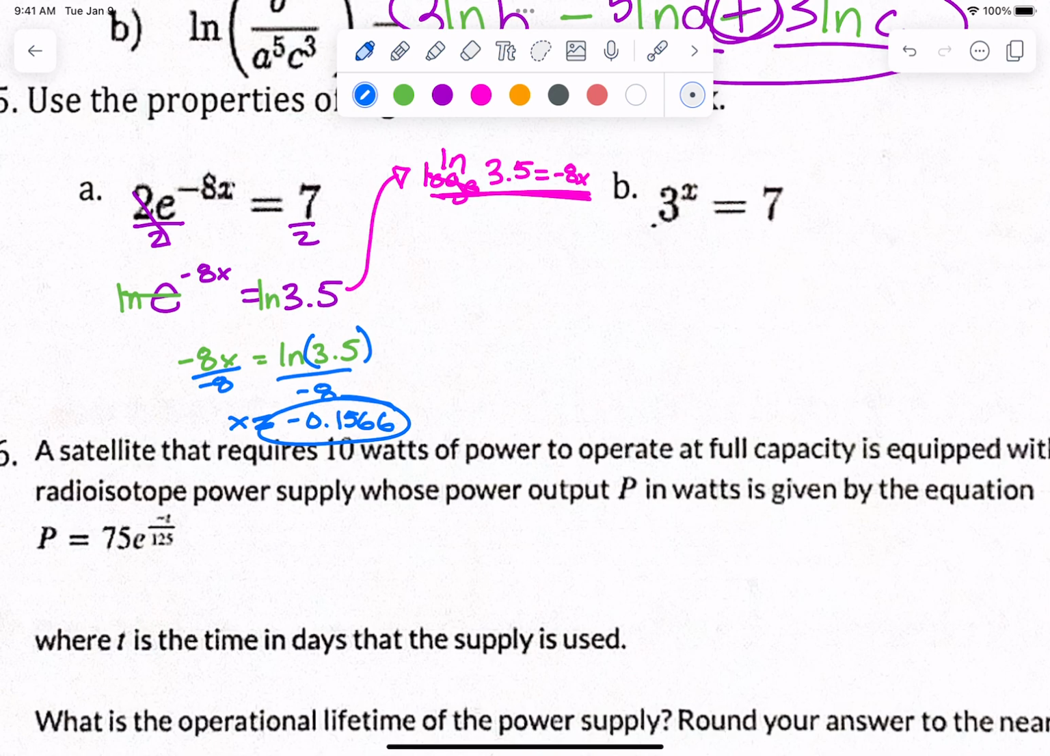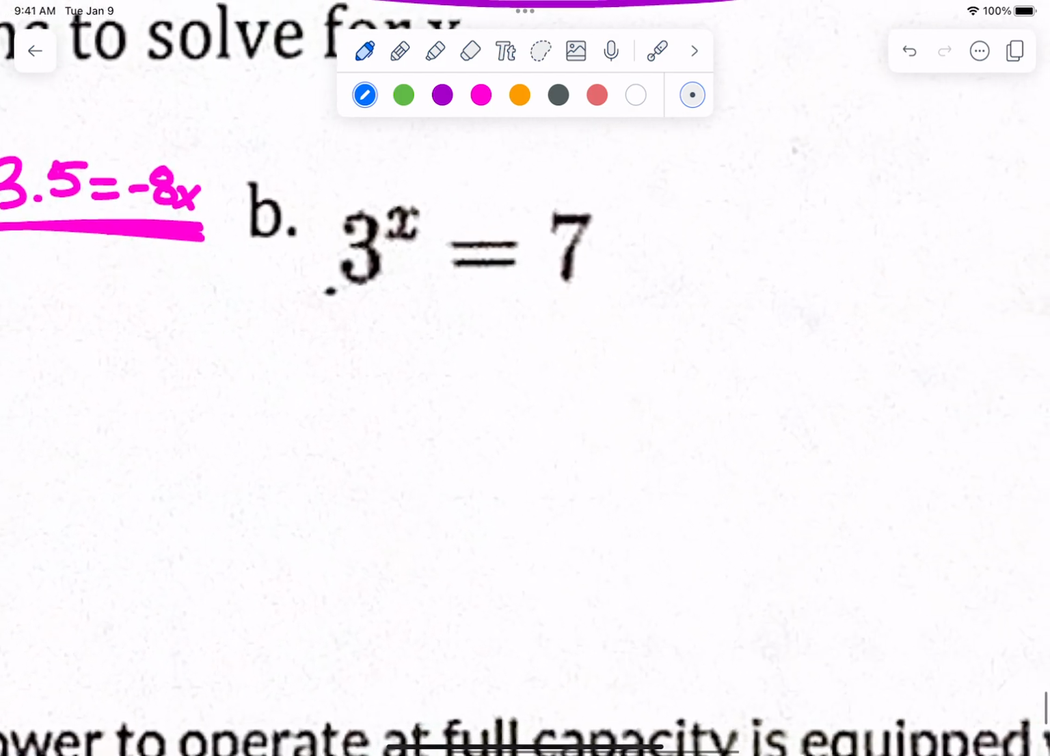All right, what the heck do I do with B? Change it. Change it to the other form? Yeah, I could change it to the other form. That's what I did. That would work.